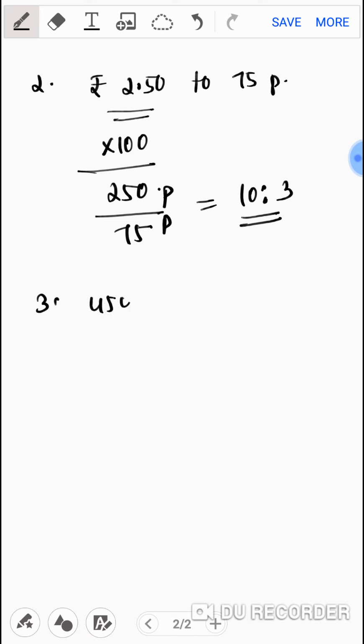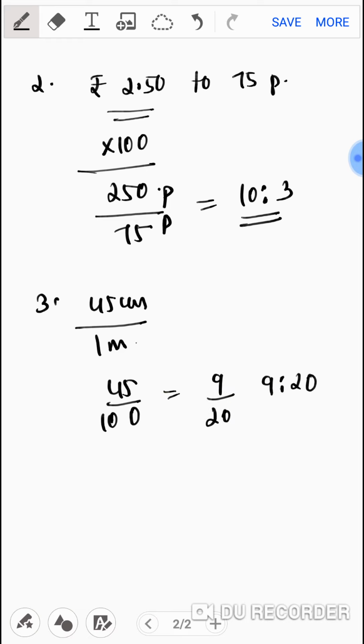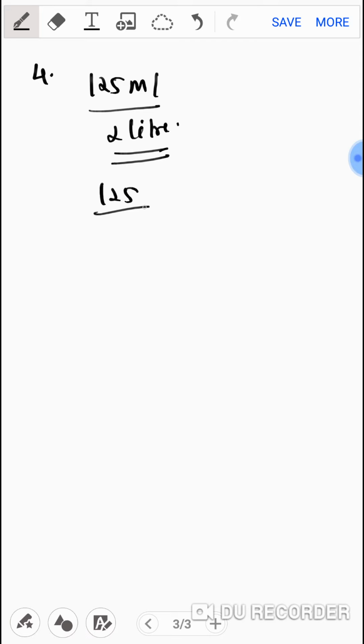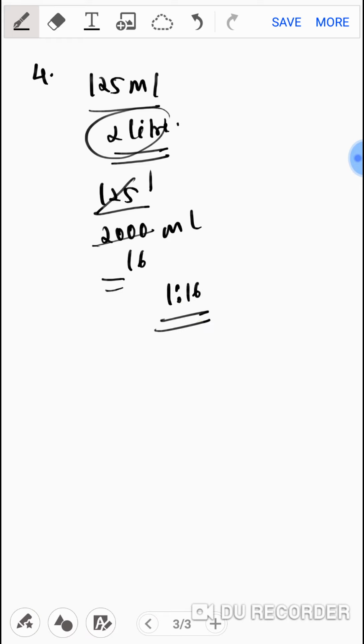Next is 45 centimeter to 1 meter. I'll convert 1 meter to 100 centimeter. So it will be 45 upon 100. And when I reduce, I'll get something like this. If I have a ratio of 125 ml to 2 liters, I'll prefer to change 2 liters into ml, so it will become 125 upon 2000 ml, because 1 liter is equal to 1000 ml. When I reduce this, I'll get 125 ones are 125 and 125 sixteens are 2000. So your answer is 1 is to 16.